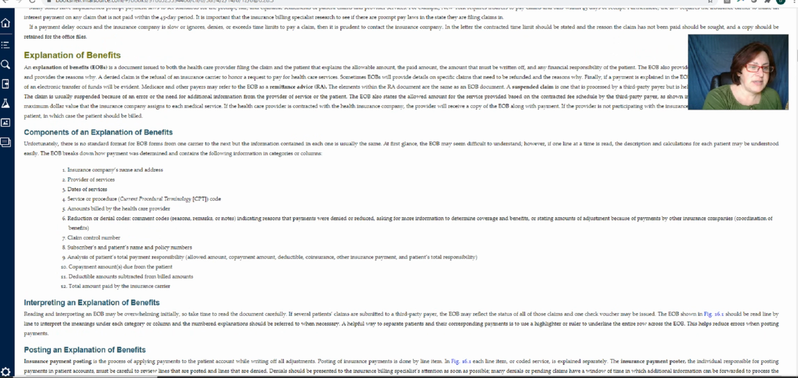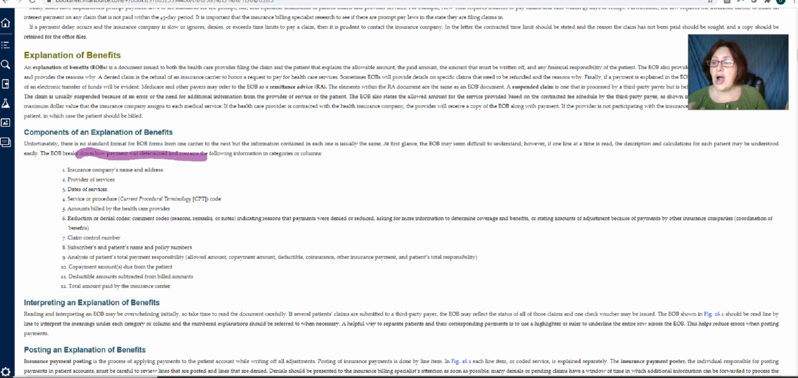This is absolutely true. There is no standard format for EOBs, meaning every insurance company makes this document look like what they want it to look like. So you have to get used to the EOBs that you see all the time in your office. However, once you get used to it, they are very easy to read, and your eyes will automatically go to the right spot because you're used to them.